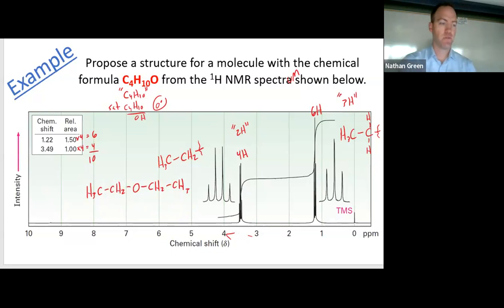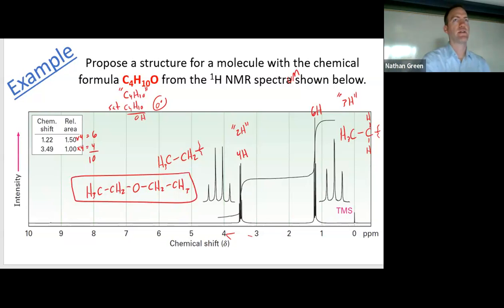The last thing I want to do is, this is the structure I'm proposing. So when you do this, I want to see notes all over your NMR. Do not just draw a structure on here. This is the part where I'm trying to encourage you to not look at an NMR like a painting. If you're into fine art, that's great.